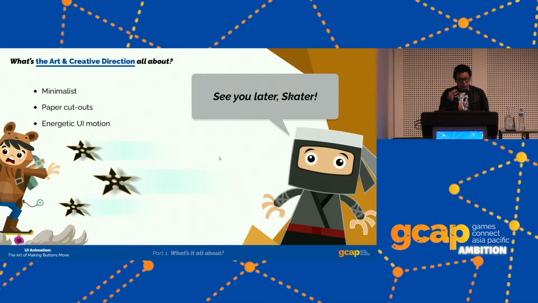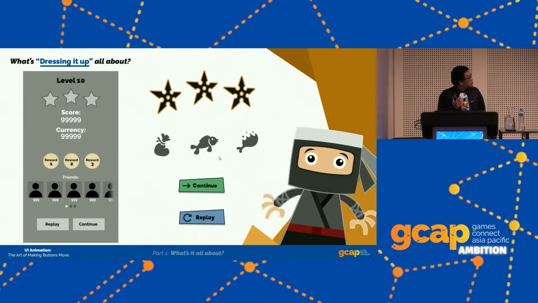Now, since you've sorted out what the level up UI is all about and what the art direction is all about, it's now time to dress up the UI wireframe. So you might be asking, what's dressing it up all about? In a game production setting, this is when UI artists make the UI wireframe pretty. We know the art direction, so now it's time to incorporate that into the wireframe.